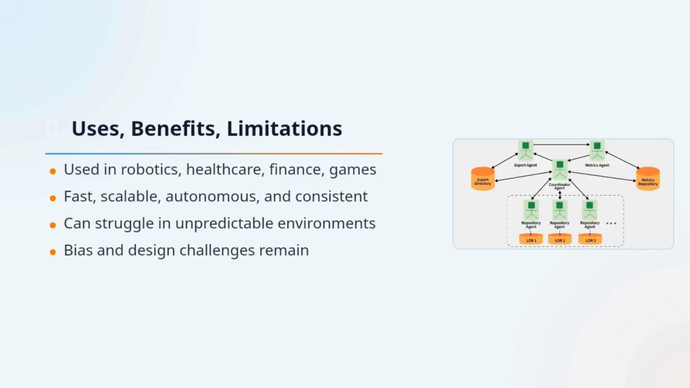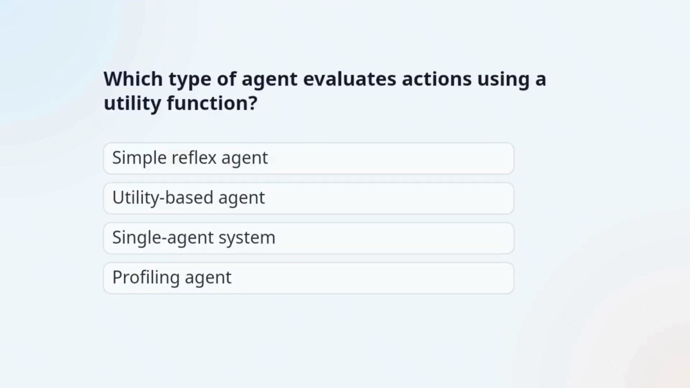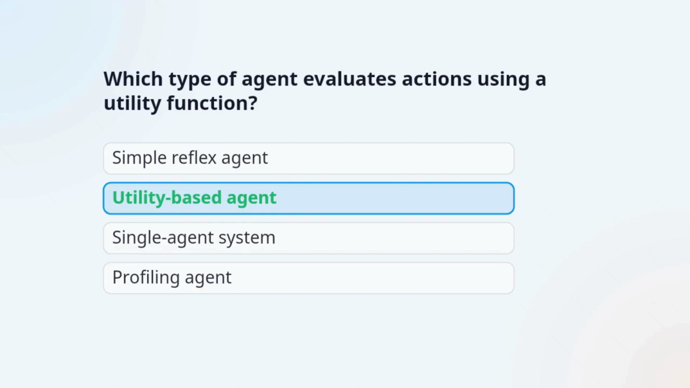they still face challenges. Now that we've covered agent types, let's test what we've learned so far. Here's quiz number 3. See if you can get it right. Question 1. Which type of agent evaluates actions using a utility function? The correct answer is utility-based agent. Utility-based agents compare options by estimating how much value or satisfaction each outcome provides.